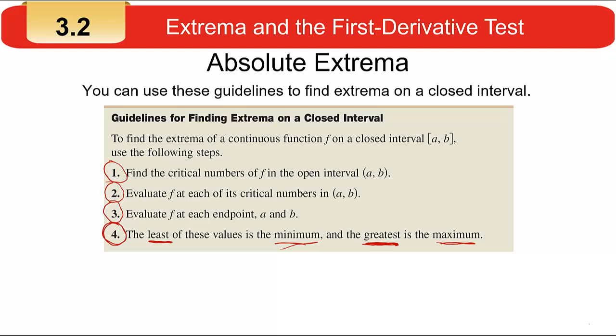When you've got absolute extrema and you've got a continuous function over a closed interval, just find the critical values, plug them in and find the y values. Take the endpoint x's, plug them into the function and find their y values. The biggest y value you find is the absolute maximum from among all those numbers, and the smallest is the absolute minimum from all those numbers.